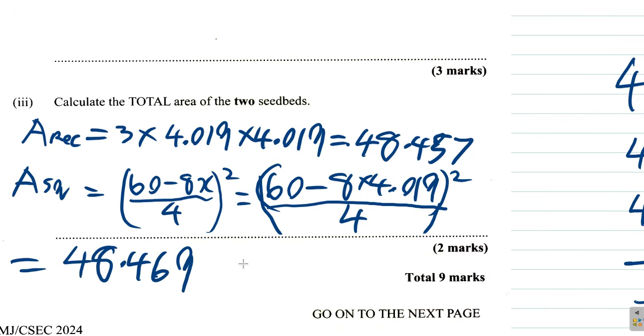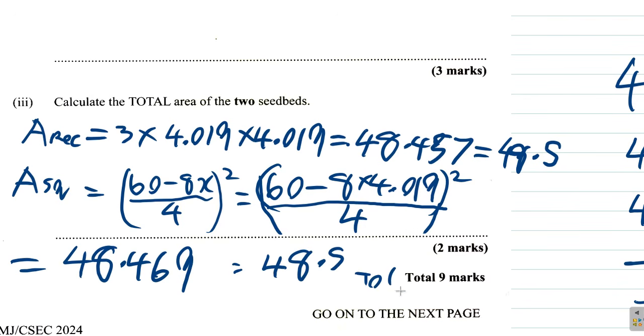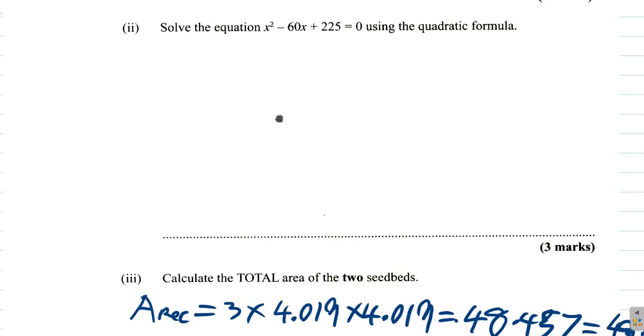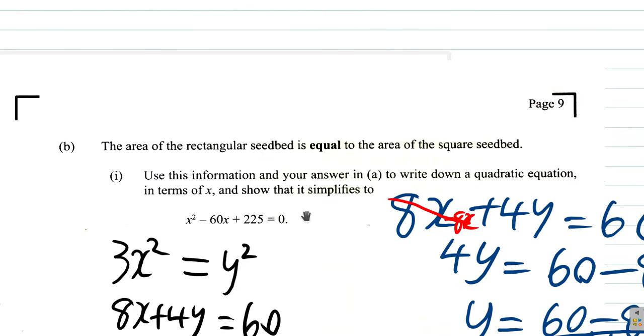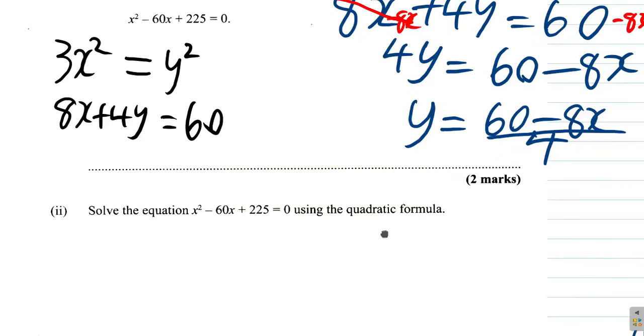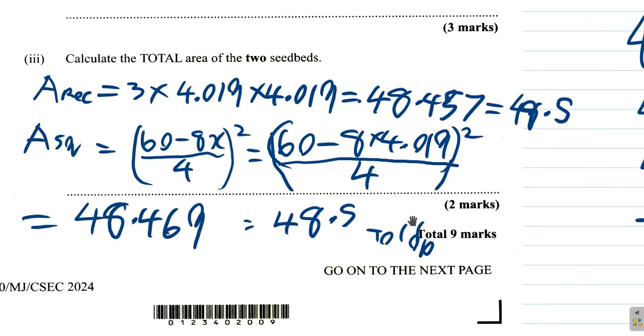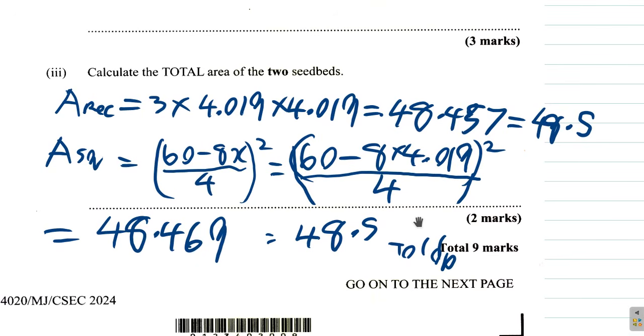Now, if you write them to one decimal place, the area of the rectangle will be 48.5, and the area of the square would be 48.5 to one decimal place. And remember, the question had said both of them are equal. So as you see, they turn out to be equal, 48.5, when you write them to one decimal place.